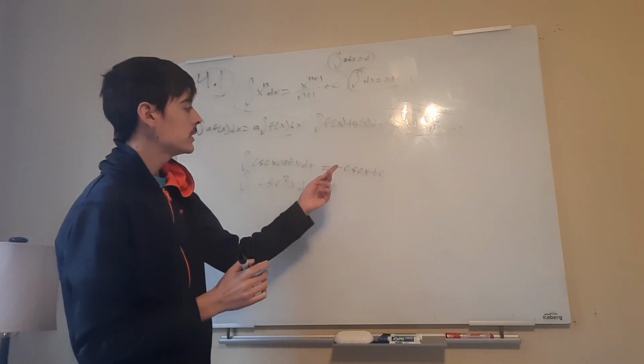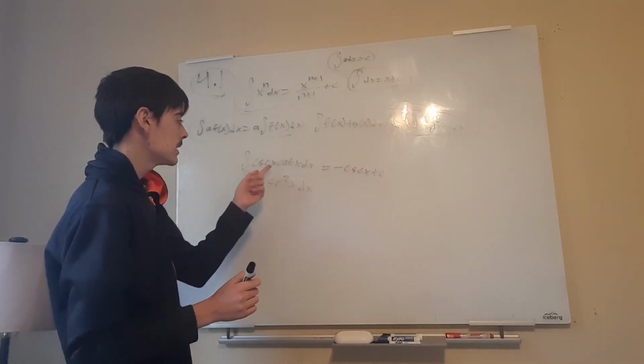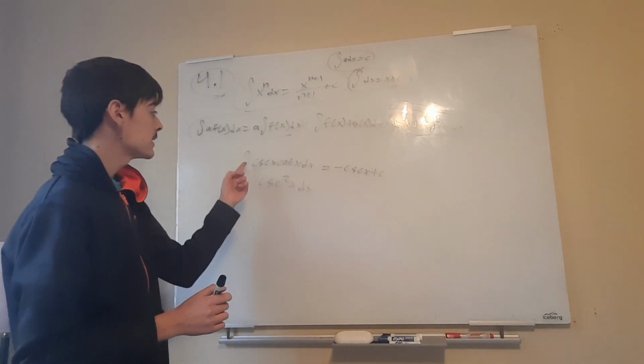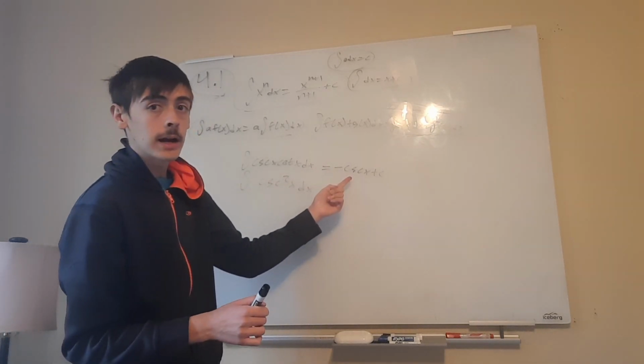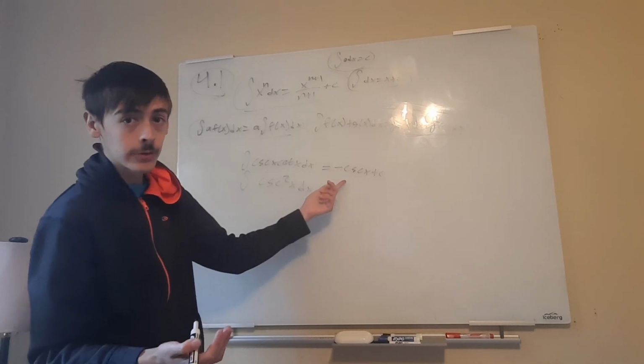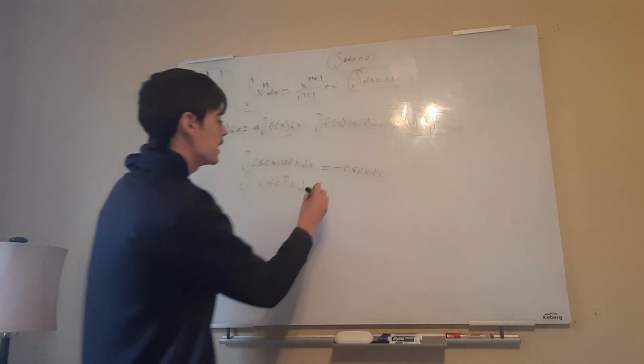So if you remember, if we derive just cosecant x on its own, we will get negative cosecant x cotangent x. But because it's a positive in the integral, we have to remember that negative when we answer the integral. And likewise, this applies to the integral of cosecant squared x.